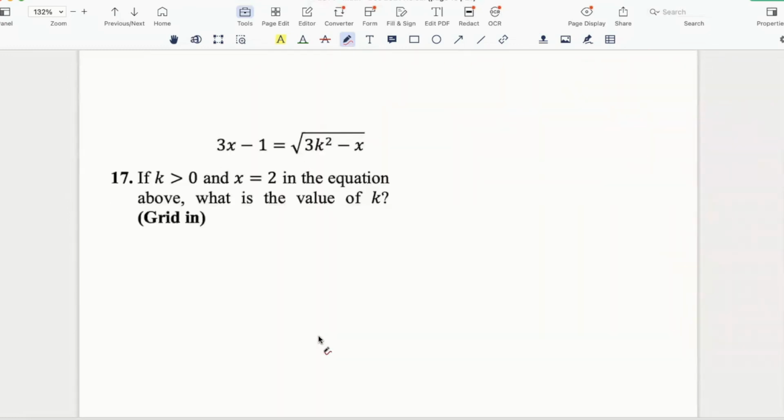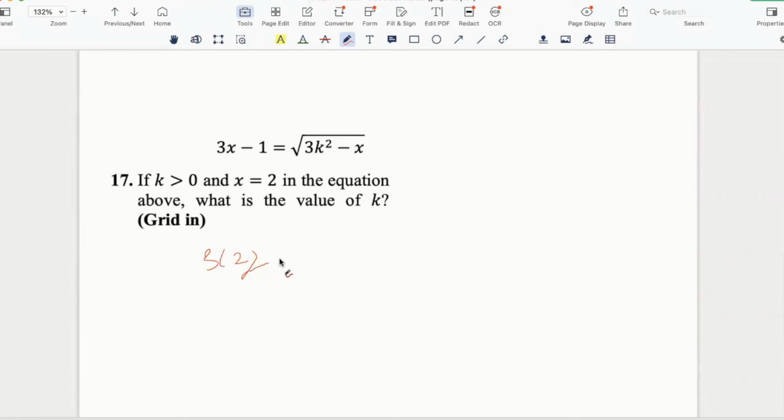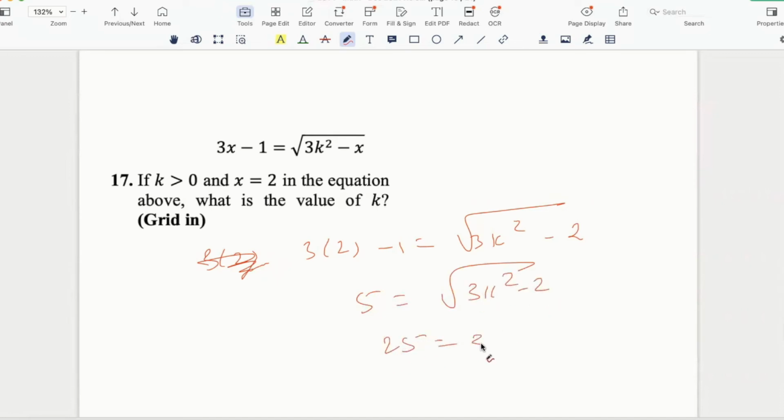If k is positive and x is 2, what is the value of k? Okay, x is 2, so 3 into 2, 3 into 2 minus 1 is under root of 3k squared minus 2. So 5 is under root of 3k squared minus 2. So 25 is 3k squared minus 2. 27 is 3k squared. k squared is 9. So k is 3.